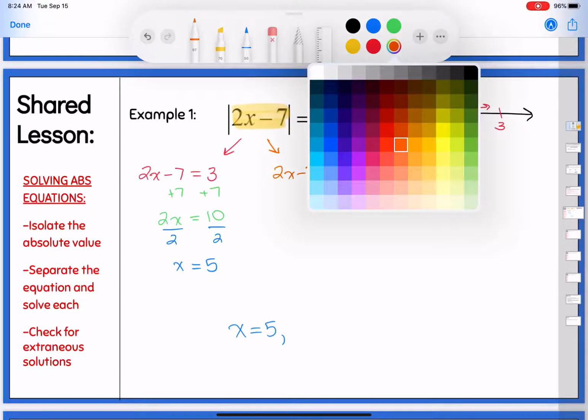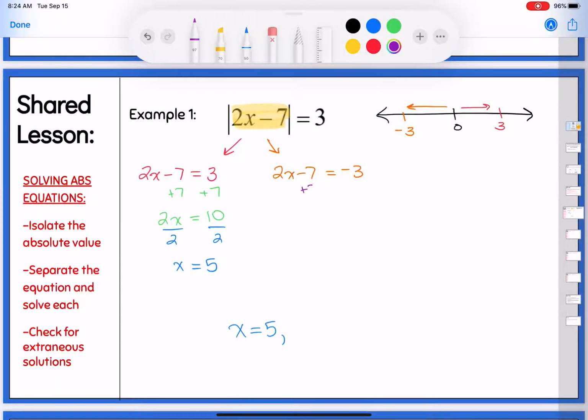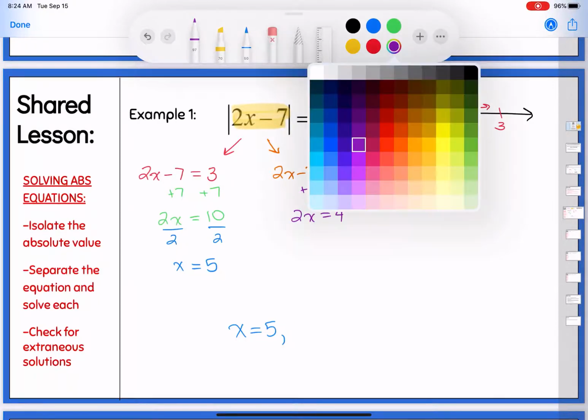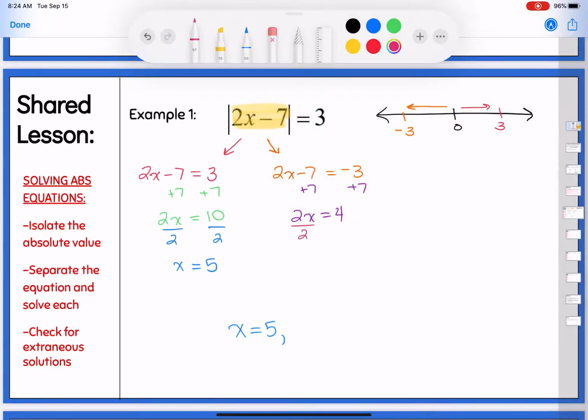And then I go and I solve my second one, so I add 7 to both sides on this one, so I get 2x equals 4. And I divide both sides by 2. And I get x equals 2 as my second possibility.